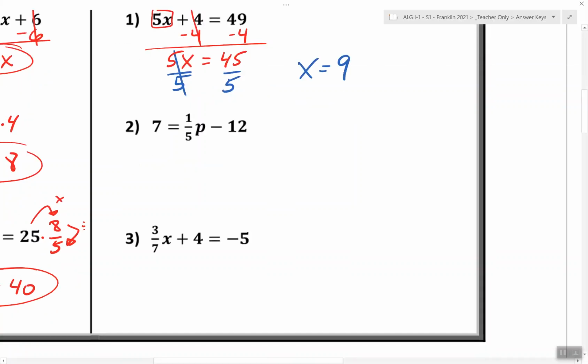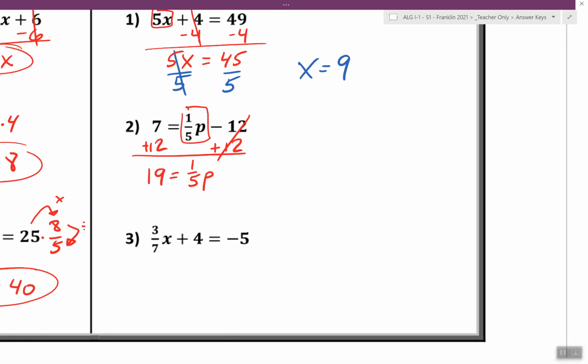Let's go on to number 2. 7 equals 1/5 p minus 12. Again, we're going to leave that variable term alone for now. Let's take care of that minus 12 by adding 12. That's the opposite operation. So 1/5 p equals 19.